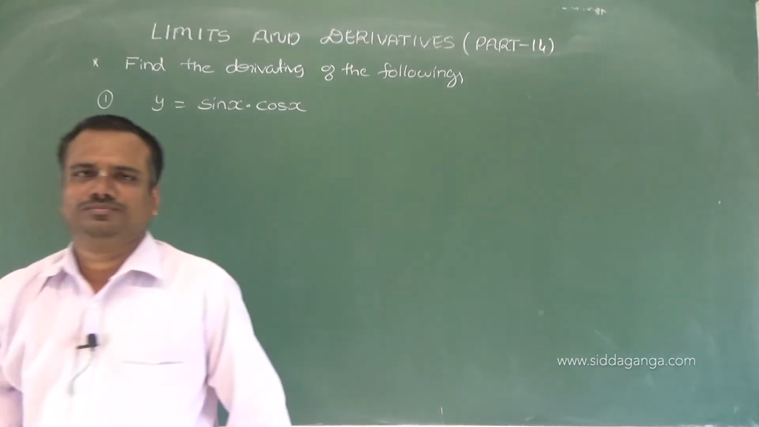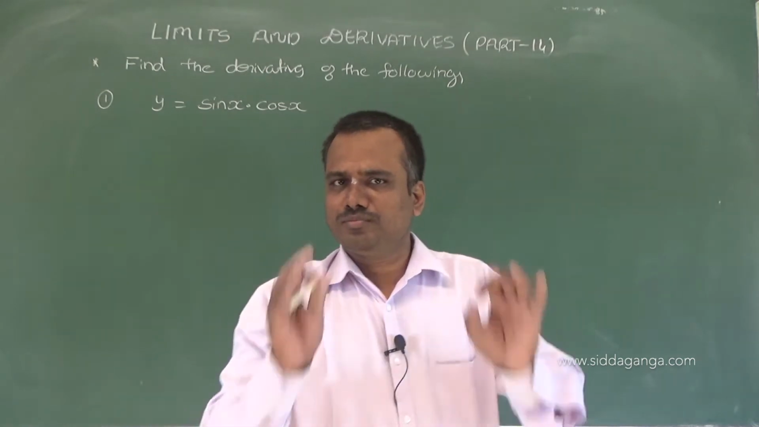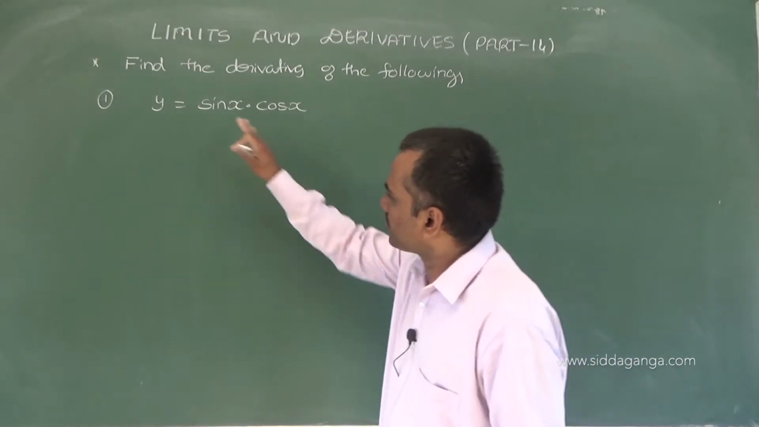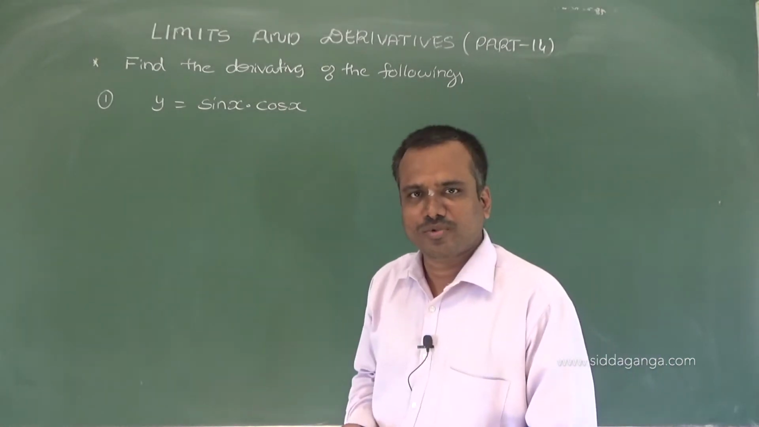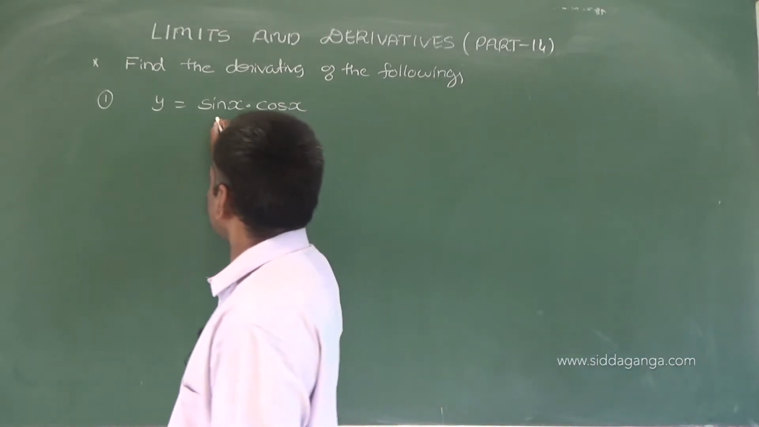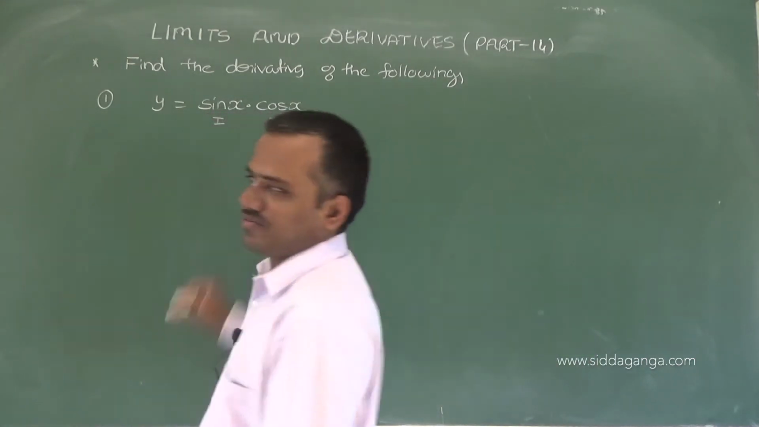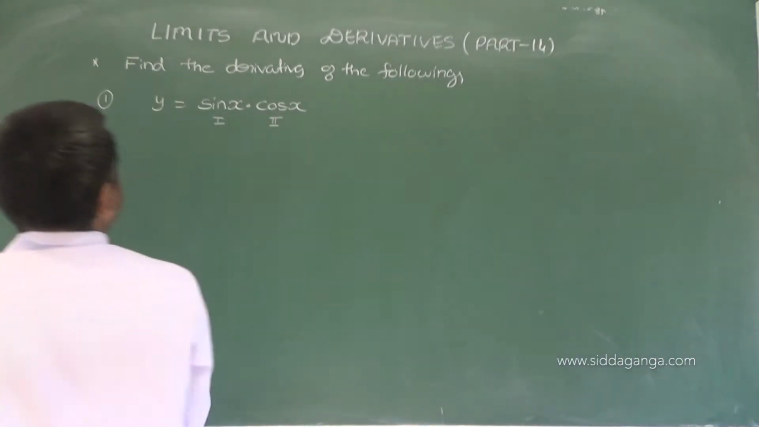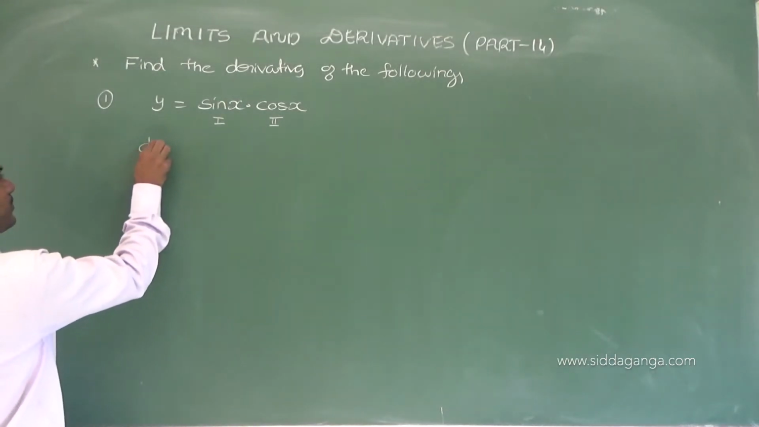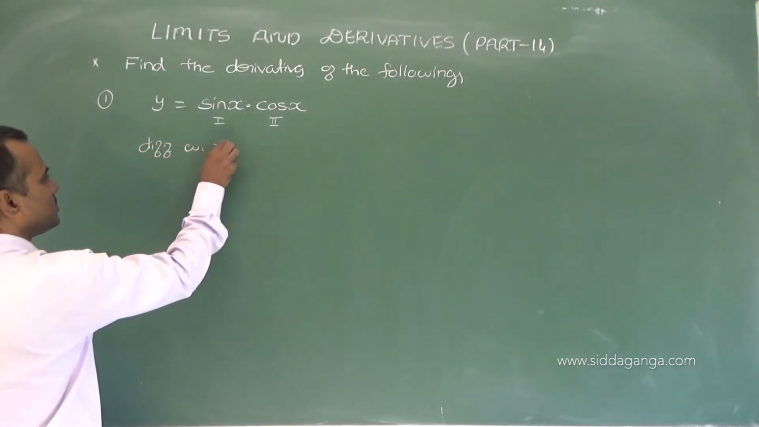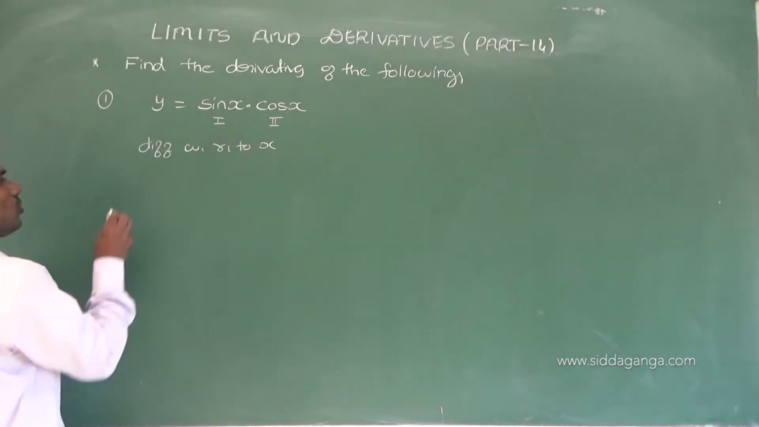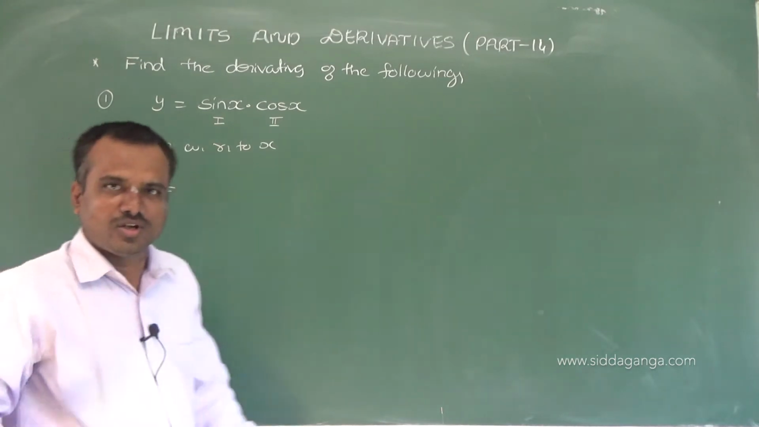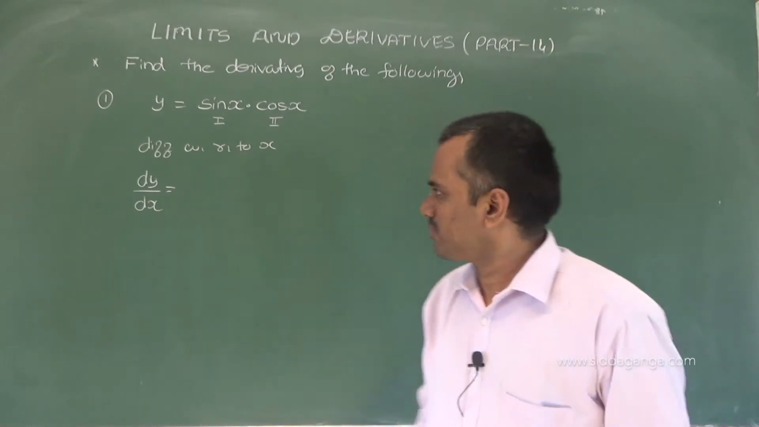Very simple problem. You already know everything, product rule, quotient rule. Okay, so the function is in the form of a product of two functions, correct? Sin x is the first function, cos x is the second function. What we do? We apply the product rule. Okay, so differentiate with respect to x. So y with respect to x we write as dy by dx.